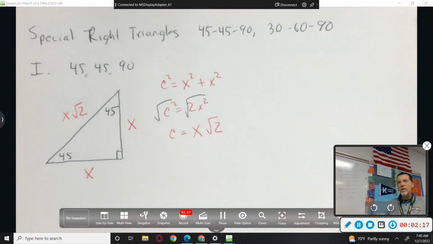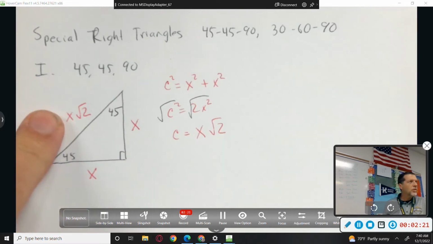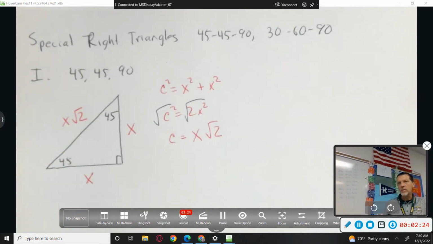So does that look familiar? Some teachers, I think, do A square root of 2 instead of X square root of 2. Either one, same thing.